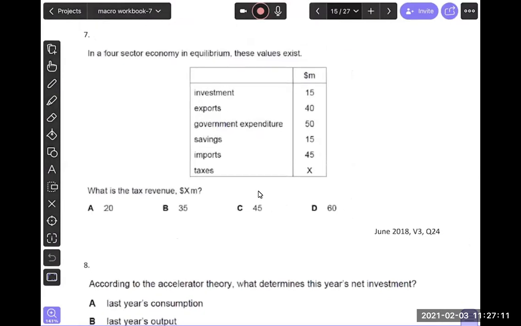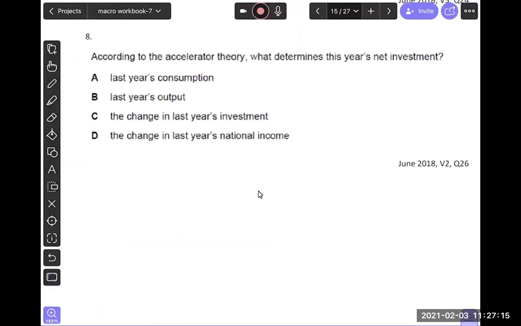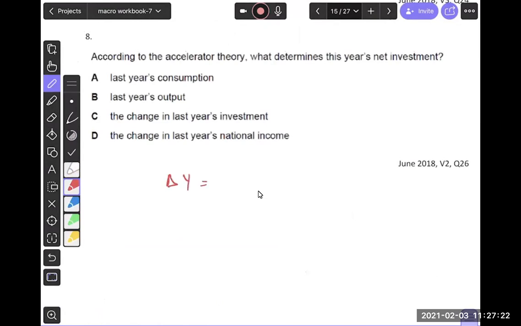Okay, let's do this one. Fourth sector, maybe we can do later. What about this one, number 8? According to the accelerator theory, what determines net investment? Remember, net investment I is equal to alpha times change in Y.